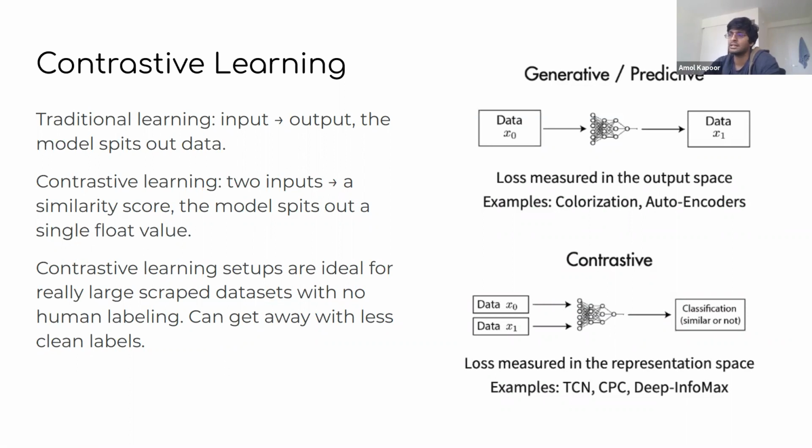Contrastive learning is different from traditional learning in that instead of outputting data, contrastive learning outputs a similarity score, namely a single float value. Basically, you can think of this as a binary task where you put in data from X and data from Y, from these two different distributions, and the model just outputs whether or not these things are similar. The reason this is really powerful is because it allows you to use relatively noisy data at scale.